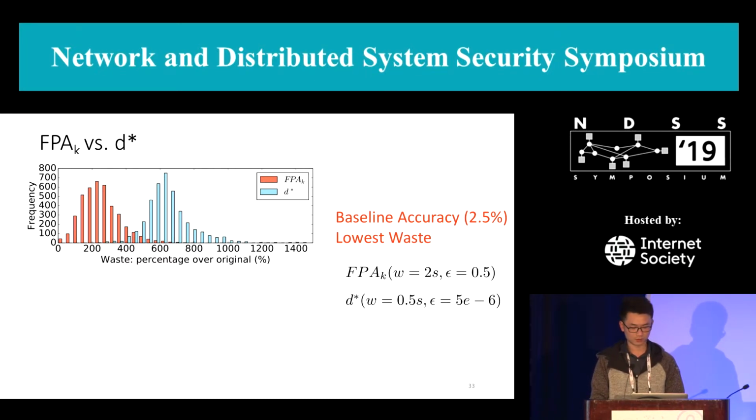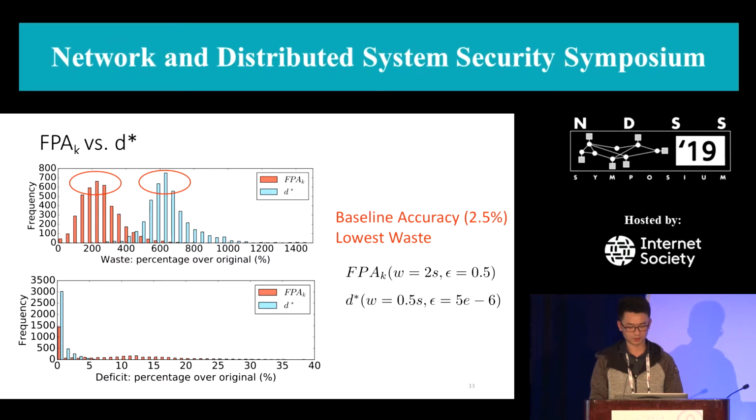We can learn that with the best parameters, LPA traces had a median waste of about 200%, while that of D star traces was even higher. For deficit, however, D star performed a lot better. More than 80% of D star traces had a deficit less than 1%, while more than 50% of LPA traces had at least 5% deficit.